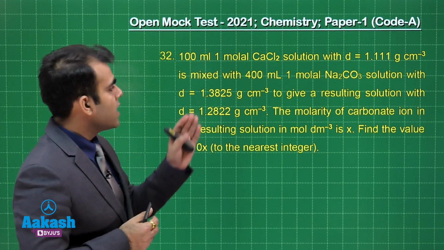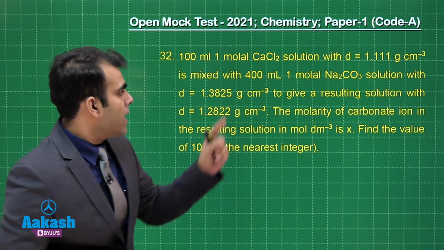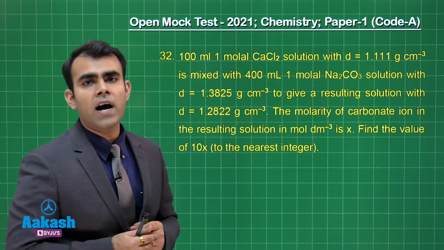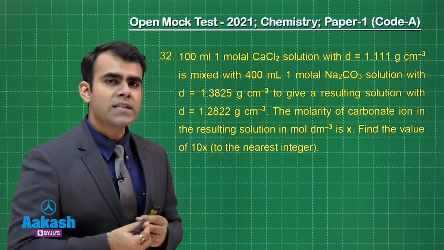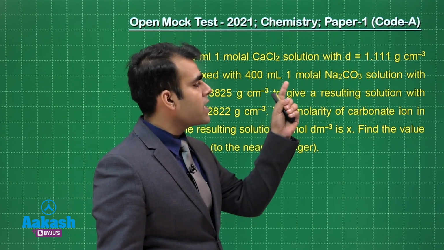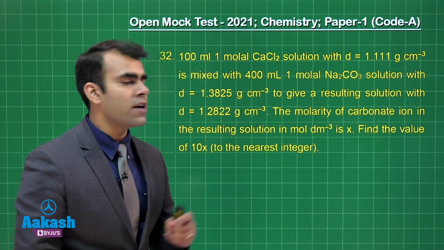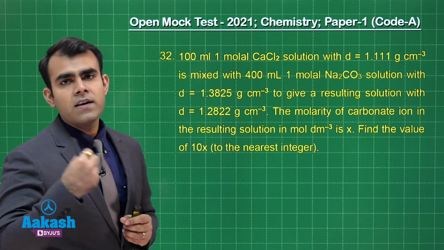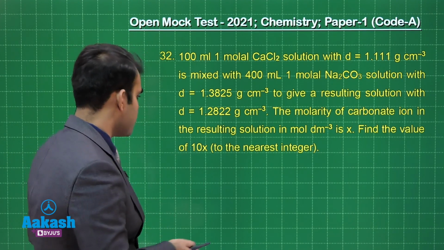Now the other thing is, here we are reacting calcium chloride with sodium carbonate. Now these two react and form calcium carbonate, and calcium carbonate is precipitated out, so we cannot calculate the carbonate ion molarity from calcium carbonate. We have to take only that carbonate which is present in the form of Na2CO3. So let's begin the question.